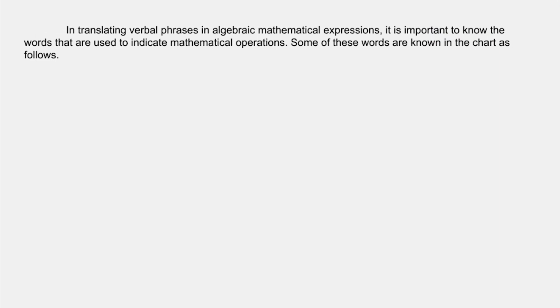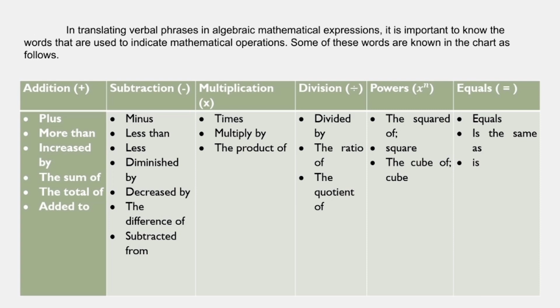In translating verbal phrases into algebraic mathematical expressions, it is important to know the words that are used to indicate mathematical operations. Some of these words are shown in the chart as follows. So when we say addition, the hints are plus, more than, increased by, the sum of, the total of, and added to. In subtraction, the hints are minus, less than, less, diminished by, decreased by, the difference of, subtracted from.